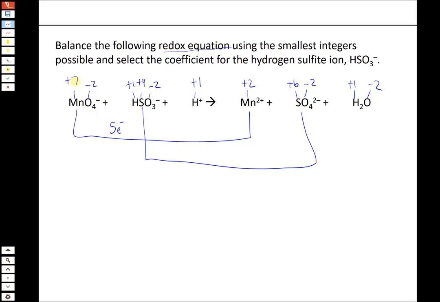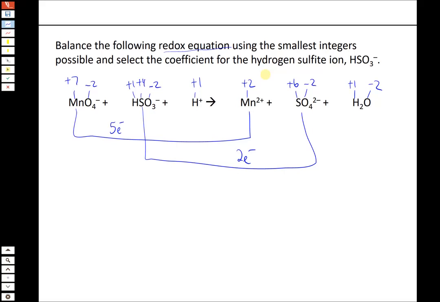That's just the difference in oxidation number. +7 to +2 is a difference of 5. And then we have +4 to +6 is a difference of 2 electrons because we're changing the oxidation number by 2. So the number of electrons in a redox equation needs to be balanced. However many electrons are lost by one substance need to be gained by the other, and vice versa.